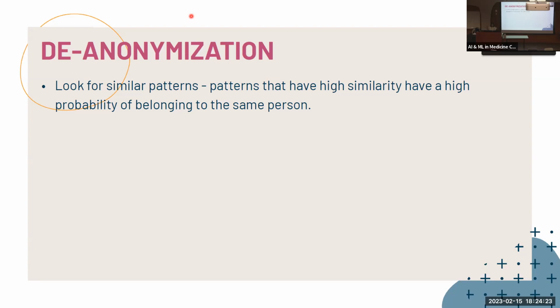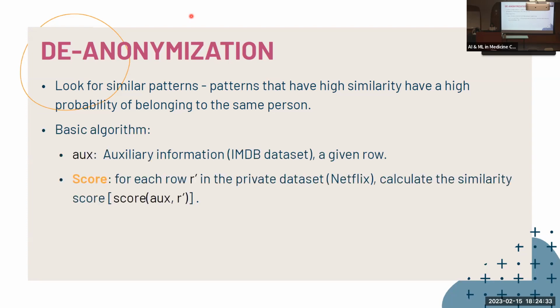The IMDb data, of course, doesn't have true identification. It just has a username that the person has chosen themselves and any other information that they choose to put up there on their own. So basically, it was very simple. The IMDb data set is called auxiliary information, or sort of supplemental information. And basically, they took a row from that.